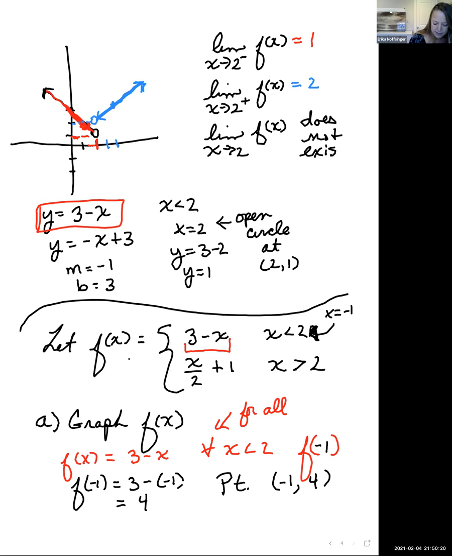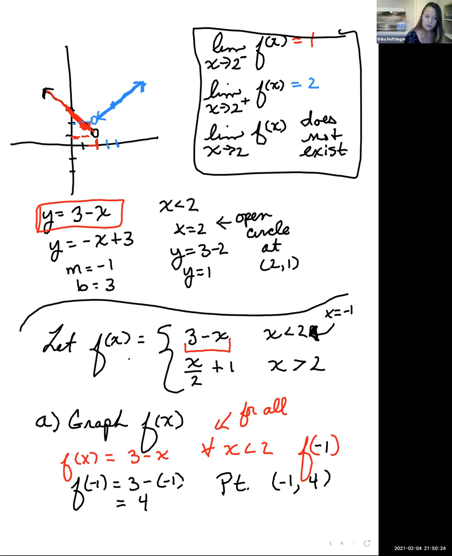And you would show me that on a test or whatever by showing me that the left and the right-hand side limits are not the same. Questions on that? So it's possible we could have found these limits without actually going through and graphing this at the left and the right of 2. So let's look at an example doing that.